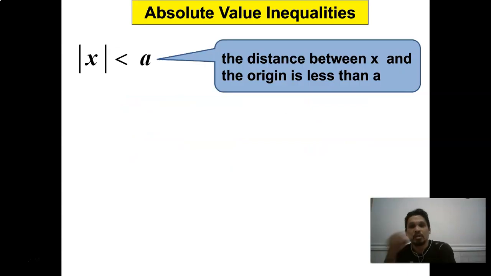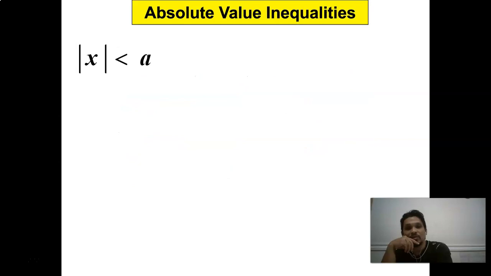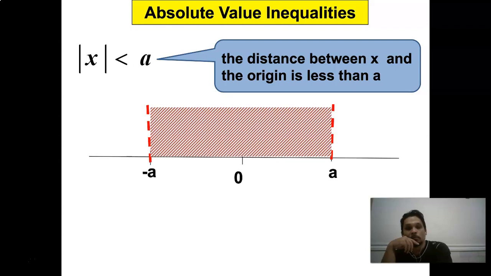Absolute values in inequalities. Just now we were talking about absolute values with equations. Now it's time for absolute value inequalities. The distance of x from the origin is less than a. When we have this kind of line, it shows that it does not include negative a and does not include a, but it is greater than negative a and less than a.